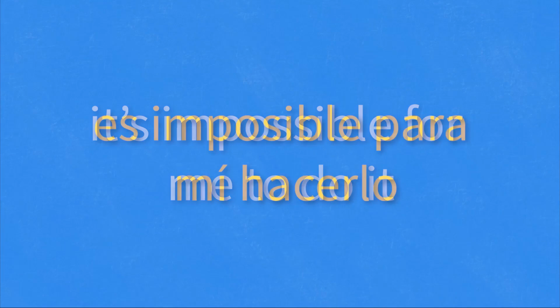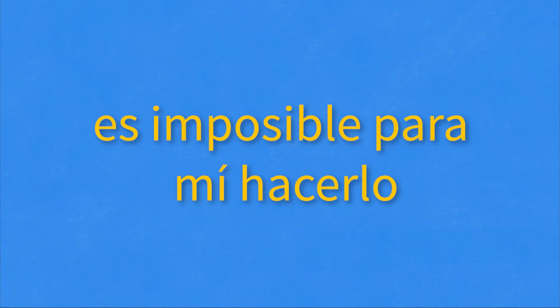Remember to do? Hacer. And what about to do it? Hacerlo. It's impossible to do it. Es imposible hacerlo. It's impossible for me to do it. Es imposible para mí hacerlo. It. Lo. Es. It is. Lo es. It is not. No lo es. How about for me it is? Para mí lo es. And because for me it is? Porque para mí lo es.